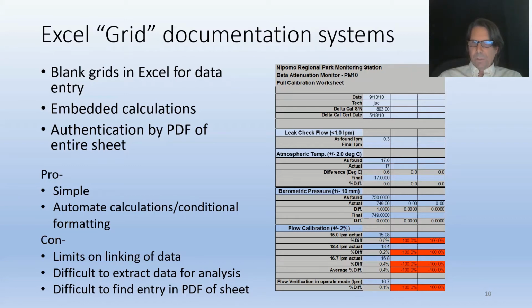This also, though, is a big disadvantage because trying to look through that giant PDF that may be many, many pages long to find the specific entry that you're looking for is very difficult. It's possible to do, but it's very time consuming and is one of the big disadvantages of this kind of system. The other disadvantage of this kind of system is that it's a lot harder to share data between different documents, although it still is possible. And there's a little bit of difficulty in extracting the data for analysis or presentation in a different form.